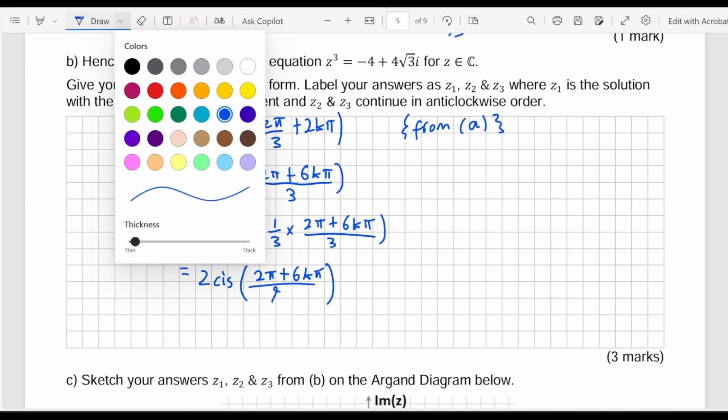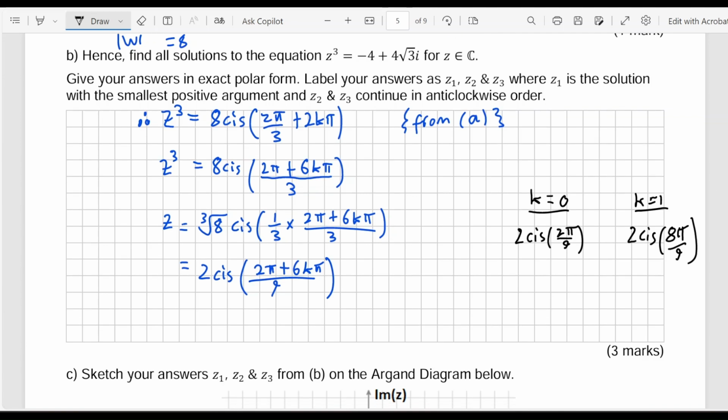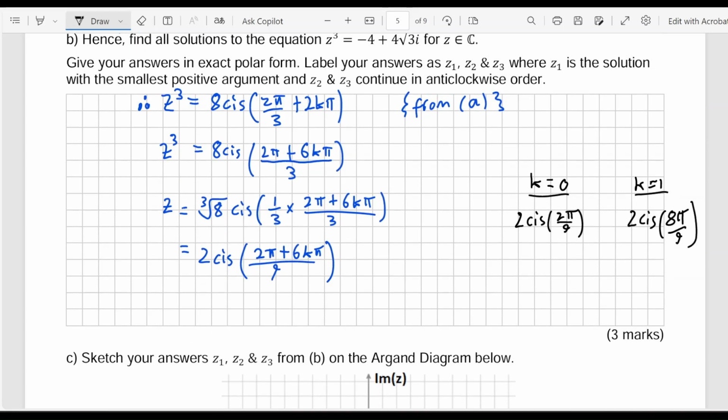So I might do this in a different color just to keep it separate. K equals 0 almost always works. So this is going to be 2 cis of 2 pi over 9 when you plug in k equals 0. K equals 1 usually works. So you get 2 cis of 8 pi over 9. If you try k equals 2, that'll be too big. And the way that you can tell is the argument there needs to be less than pi. So if that number on the top gets bigger than 9 pi, we're in trouble.